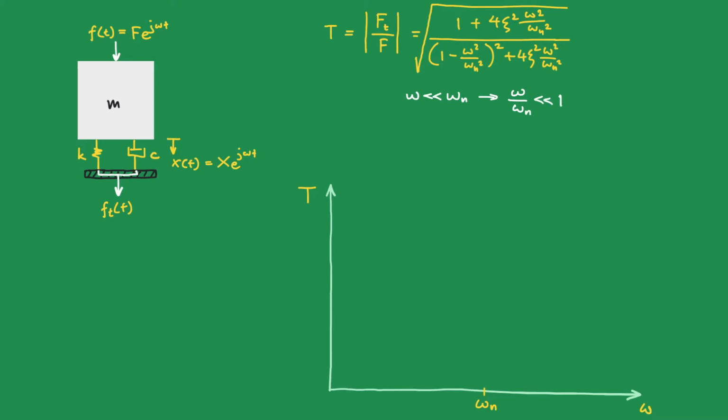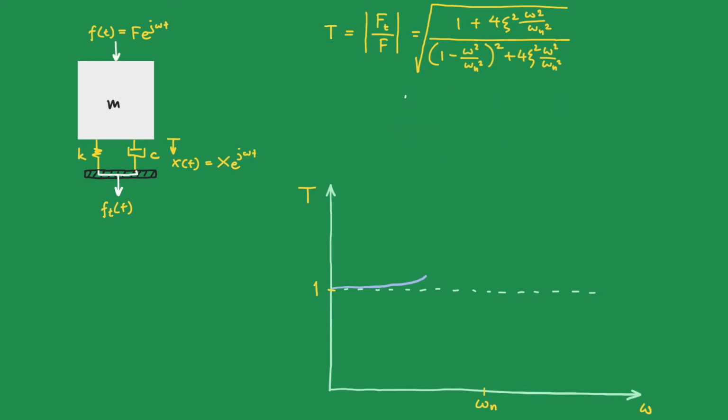So in the numerator, the second term is much smaller than 1, and the whole thing equals 1. In the denominator, omega square over omega n square will also be much smaller than 1. So this term in the bracket is 1, and the second term here will also be much smaller than 1. So the transmissibility at low frequency is 1. Let's put the value of 1 here. What it says is that at low frequency, away from the natural frequency, the transmissibility is approximately 1.